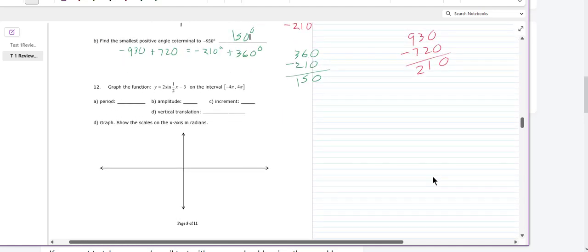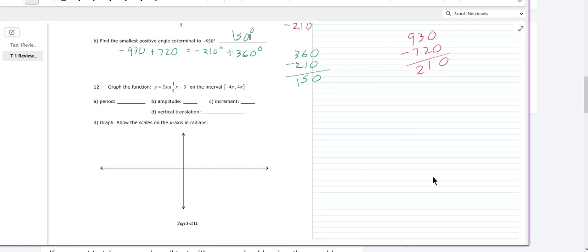In graphing, there are different techniques for the different trig functions. The first thing that you want to do on this number 12, you have 2 sine of 1/2 x minus 3. You want to identify all these things in here. So this is the amplitude. The amplitude is the number in front of the sine or cosine. That's easy enough. That's 2.